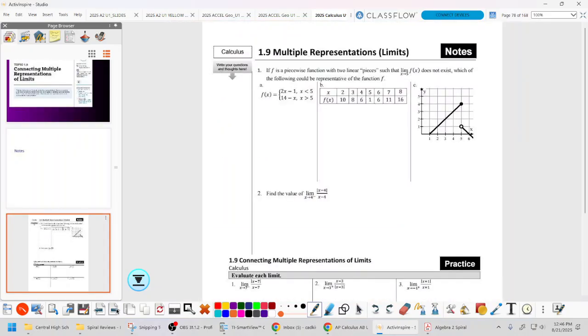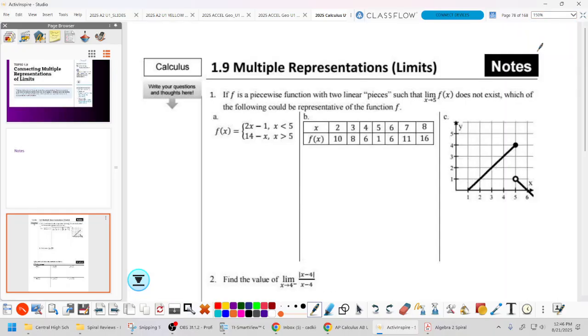So we'll do a couple of these and then a couple of AP style, and then hopefully that'll make you feel like you're ready. Here's a pretty typical type of question. If f is a piecewise function with 2 linear pieces, I'll write this on another slide as well.